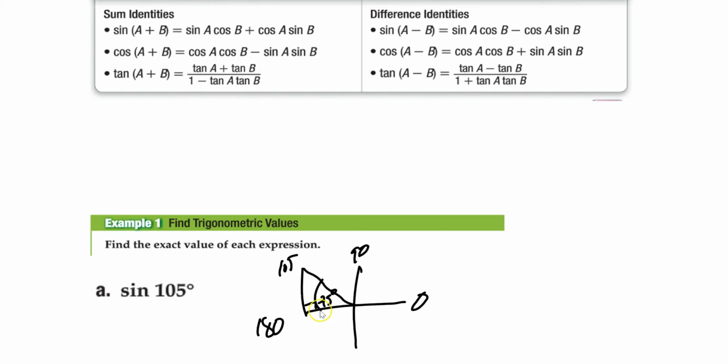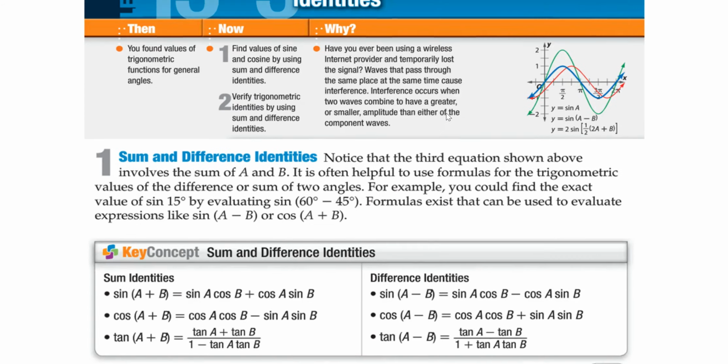We don't have a 75-degree angle. It's not one of the ones we know. So we can't do this normally. The way we'd solve that is to use these sum and difference formulas. Now we'll give you these. You don't have to memorize them. You have to know how to use them though. These I will provide you.